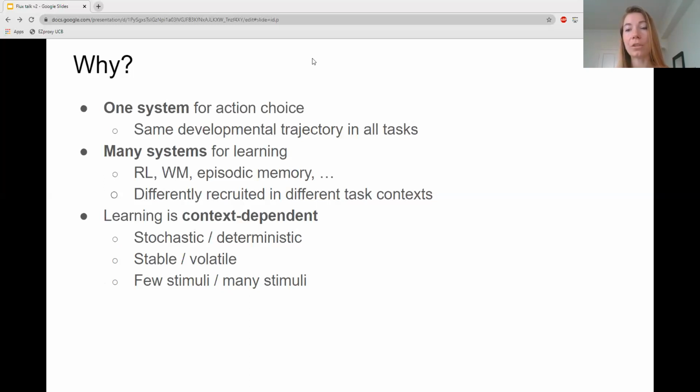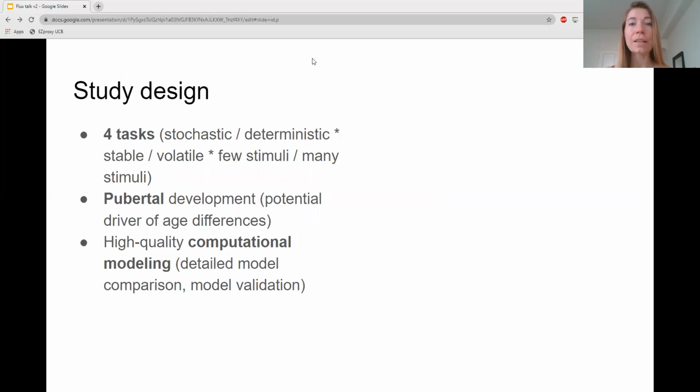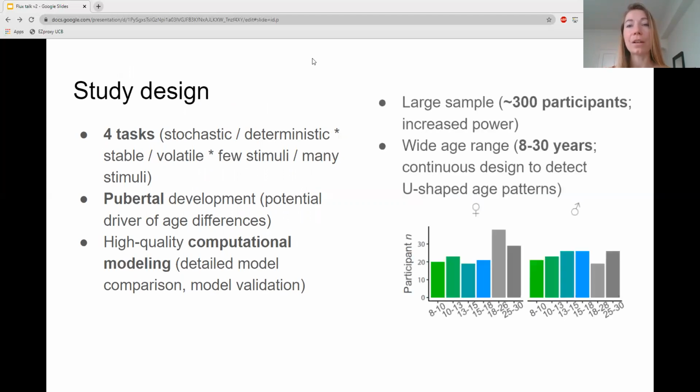To find out if this is true, we would need to test the same participants on different tasks across this spectrum of different environments. So this is exactly what we did. We chose 4 tasks that vary in 2 common dimensions and gave them to almost 300 participants across a wide age range. We also measured pubertal development because the brain changes of puberty onset could drive developmental differences.